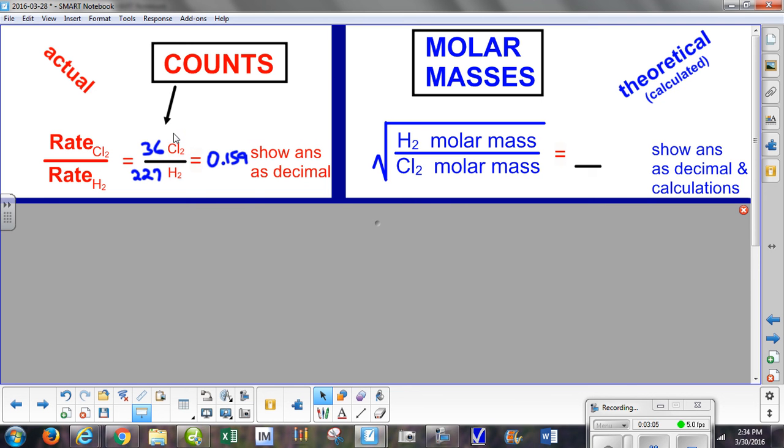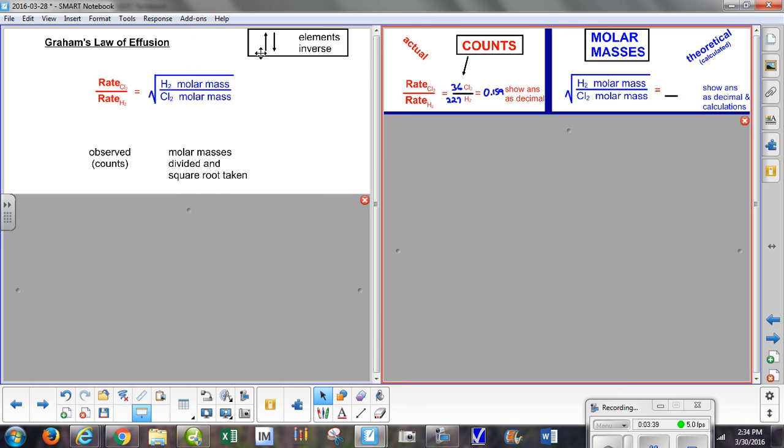Now, on your computer, these numbers could be very different. This one might be a little higher, this one might be a little lower, whatever, but it'll probably be somewhere in that range. This number is more likely than not going to be different than the number you get when you take the molar mass of each of these and divide them and take the square root. See, this is the right side of Graham's law. And let's get these guys side by side here so we can see this and make sense of it.